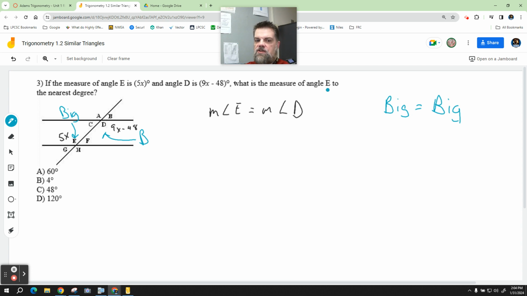So then what is the measure for angle 5, or E? Well, no, it's 5x. What is the measure for angle D? 9x minus 48. We want to make this look like x equals some stuff, so we just got to do some algebra to find x. But then we got to go back and plug the value for x back into these expressions, right? So what I'm going to do is subtract 9x from both sides.